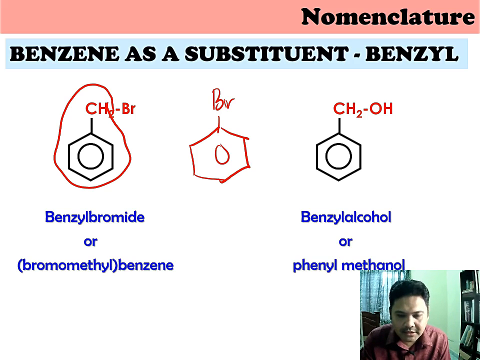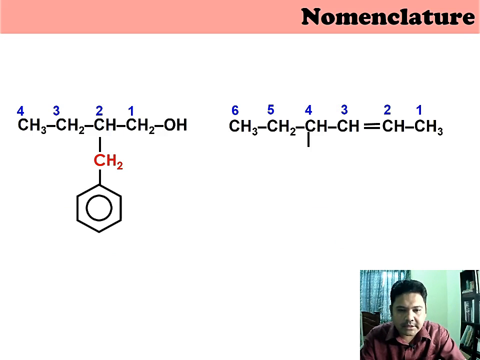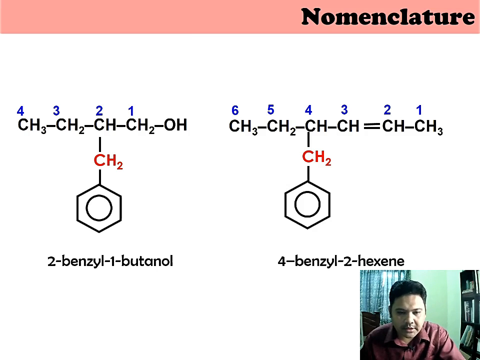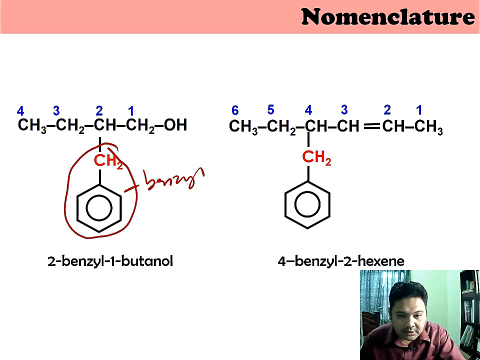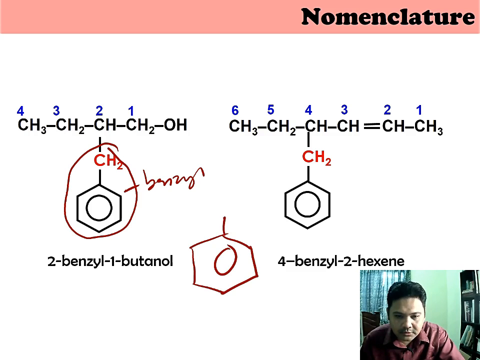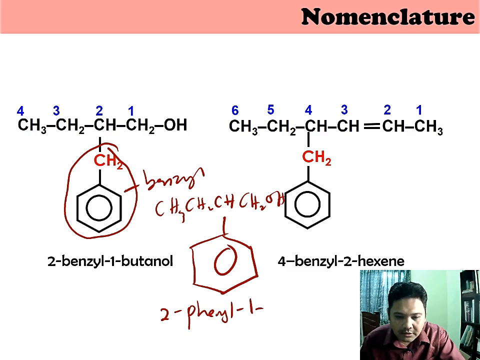Benzyl alcohol. Let's say we have this structure. This one is benzyl, and the benzyl is attached to the second carbon of butanol. That's why it becomes 2-benzyl, 1-butanol. If we have it like this, with no CH2, directly attached to the parent, this one will become 2-phenyl, 1-butanol. So that is the difference between phenyl and benzyl.